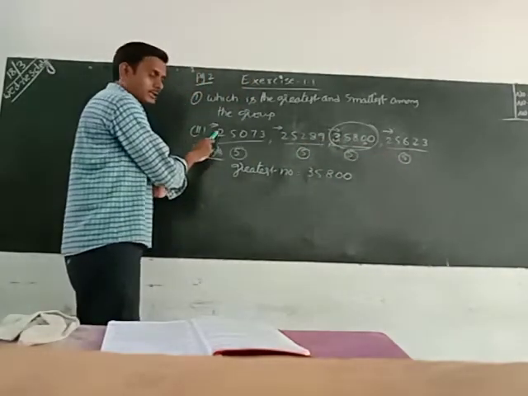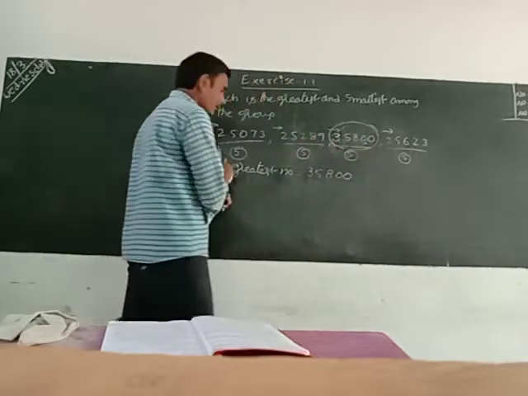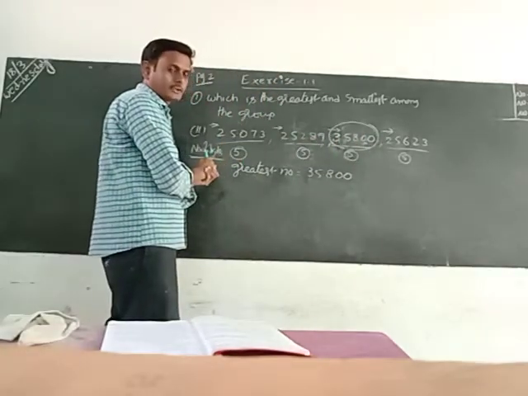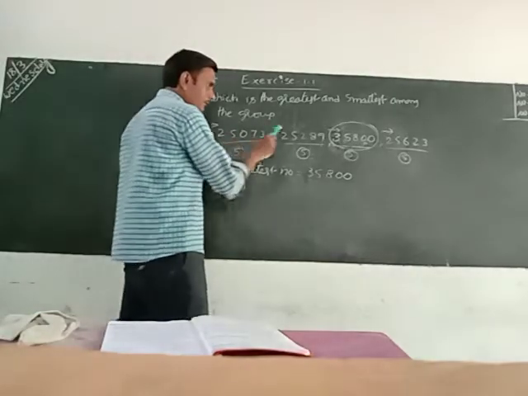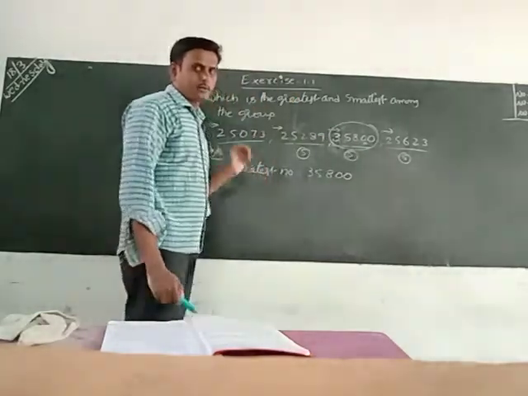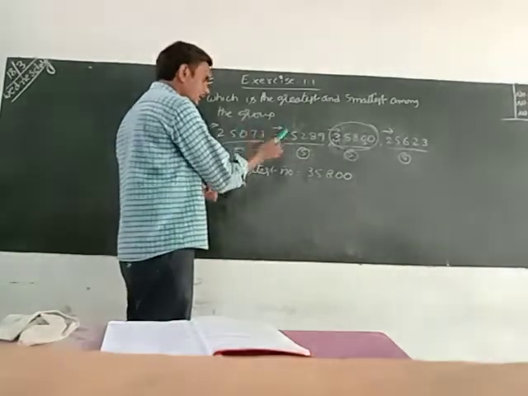Okay, what is the first digit here? 2, 2, 2. Both 3 numbers have the same first digit. Go for the second digit. 5, 5, 5. Same or different? 5, 5, 5. Same one. Go for the next digit.